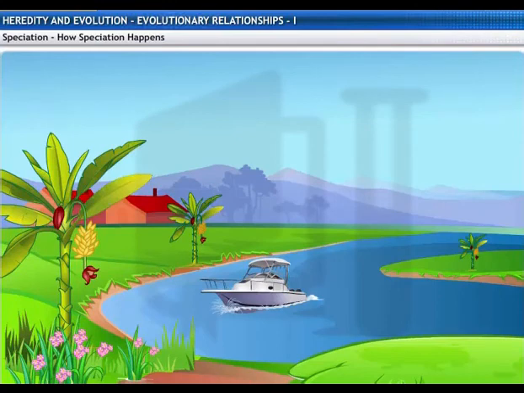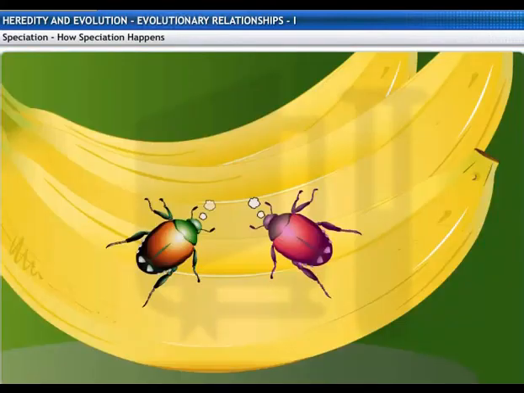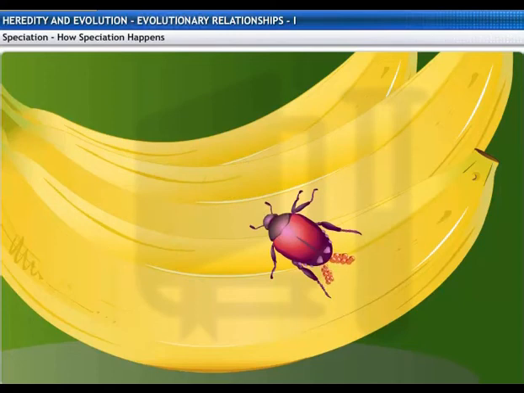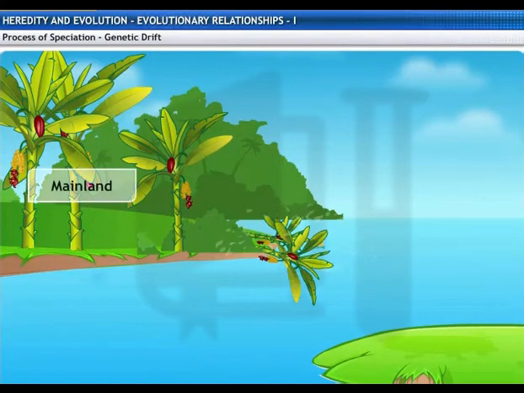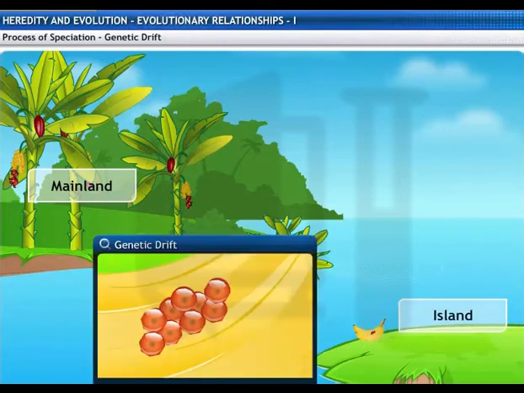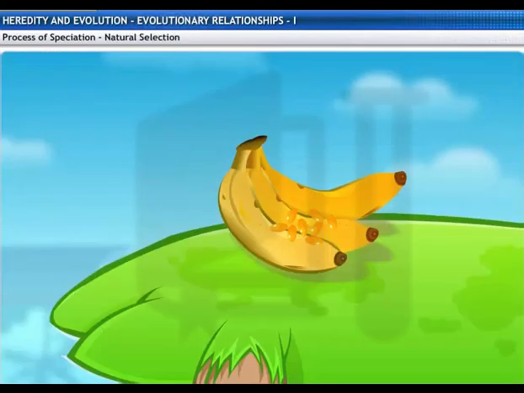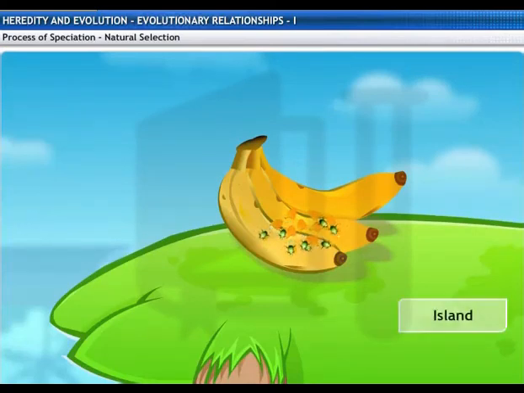Let's see a simplified scenario of speciation by geographic isolation. Here is a population of beetles laying their eggs on bananas. If a hurricane strikes the mainland, and the bananas with the beetle eggs on them are washed away to an island, it is called genetic drift. The beetles hatch out of the eggs and mature on the island.